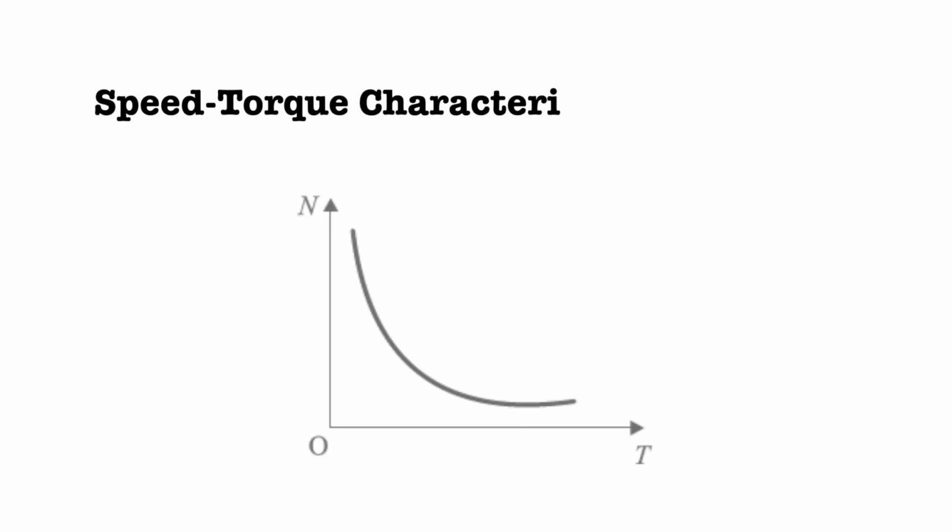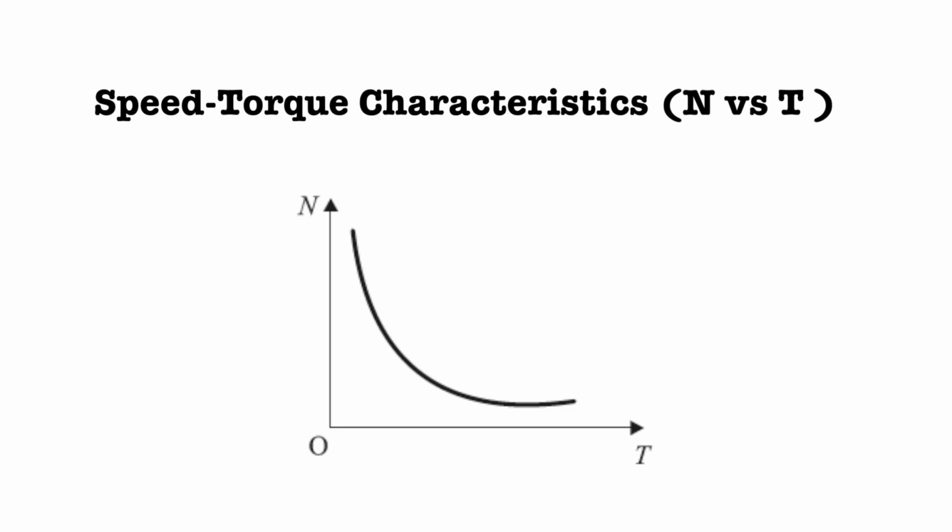Third one is our speed torque characteristic, which is showing the relationship between the speed and the torque of the motor. In case of series motor, the torque is proportional to the product of flux and armature current, but flux phi is proportional to Ia. So torque becomes proportional to the square of current and N is proportional to 1 by Ia. So N is proportional to 1 by root over Ta.